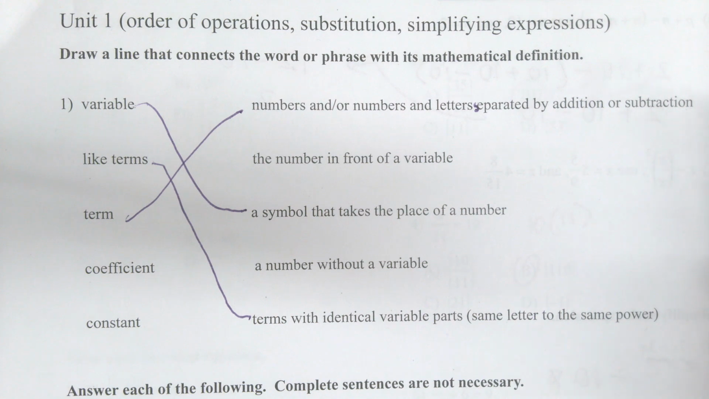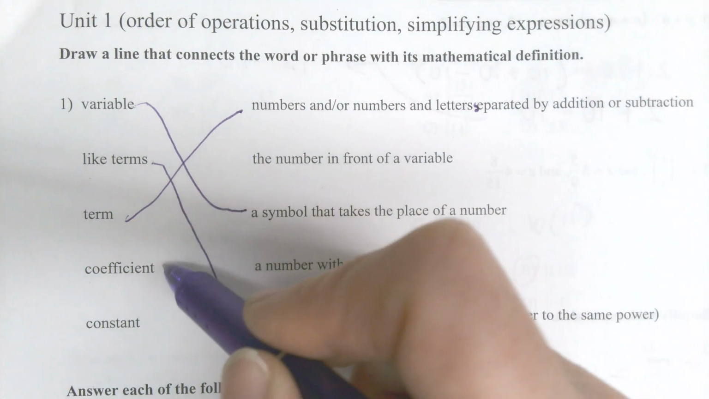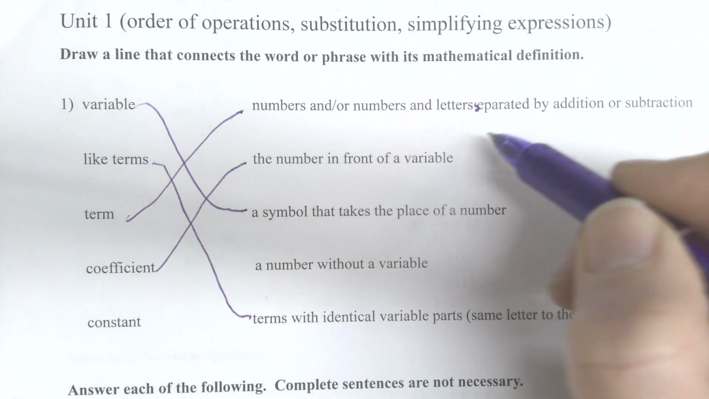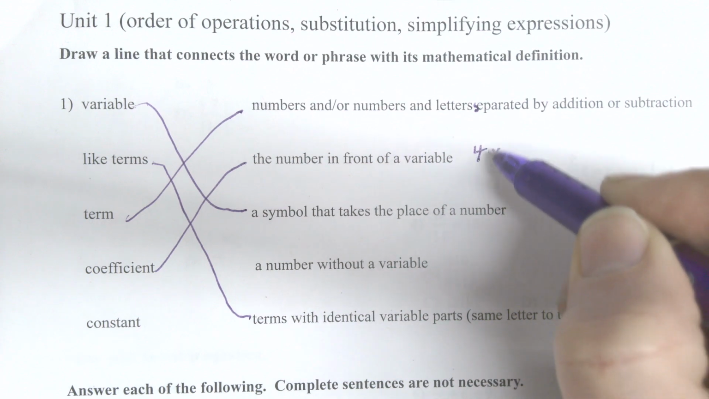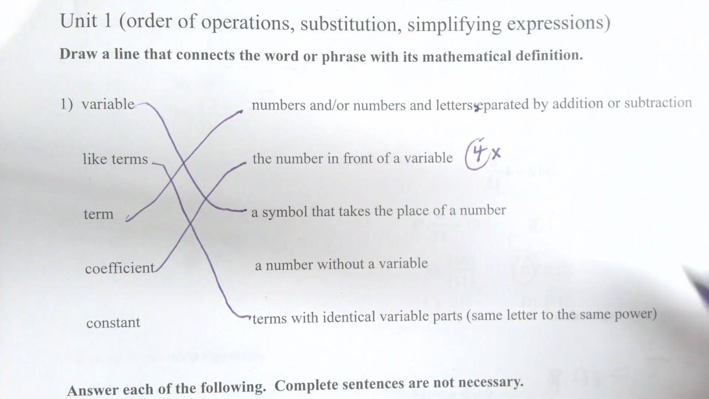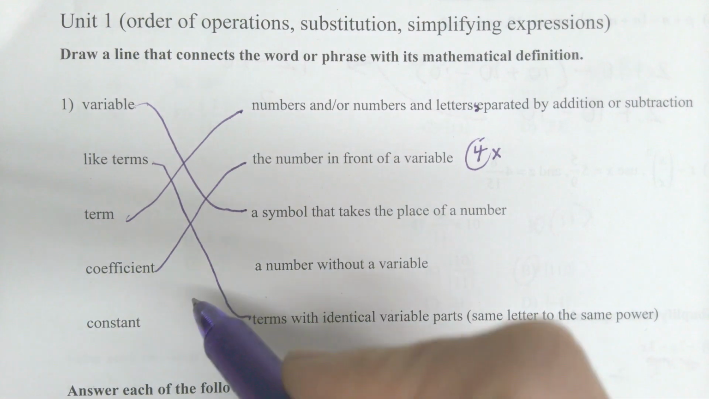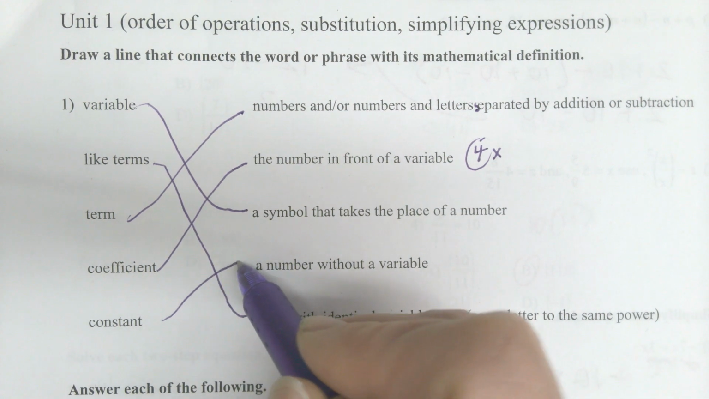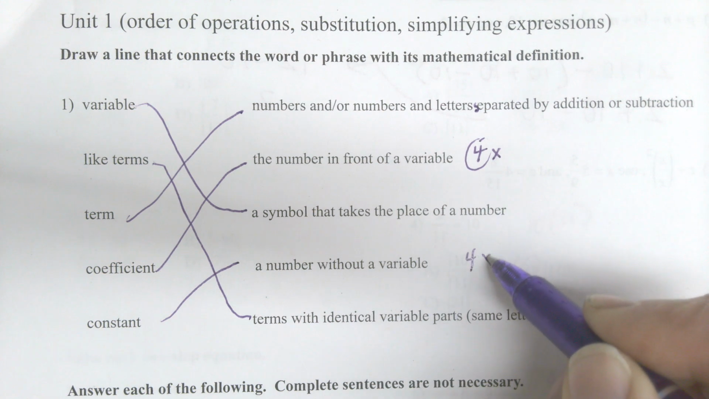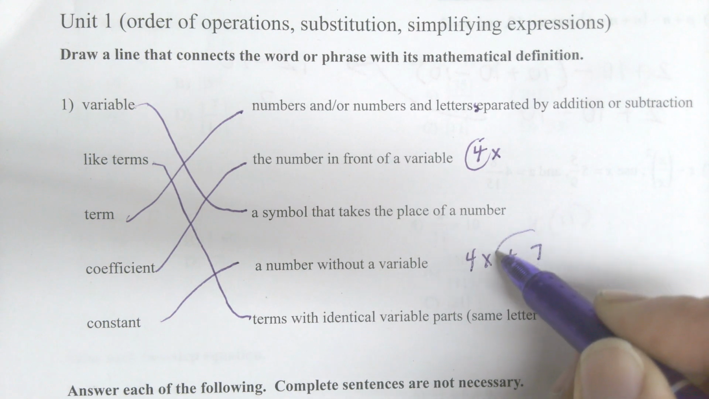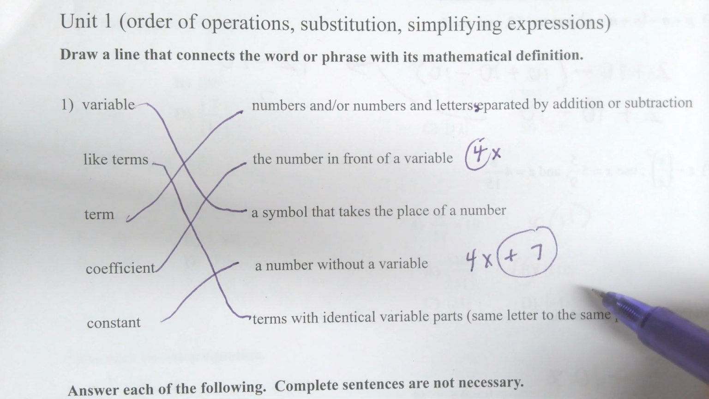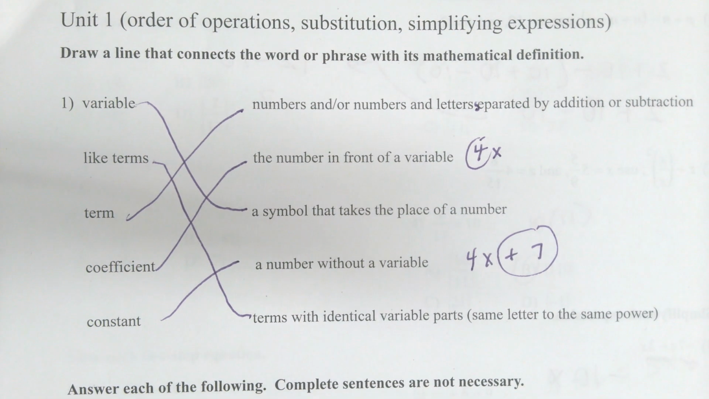Coefficient. Coefficient is that number in front of a variable. So like in 4x, 4 is the coefficient. And then the constant is that number that just stands alone. So if I had something like 4x plus 7, my constant would be positive 7. So that's our vocabulary, the basic vocabulary review.